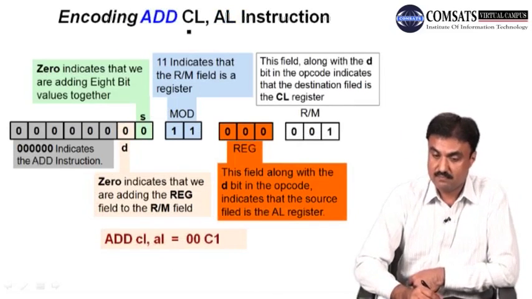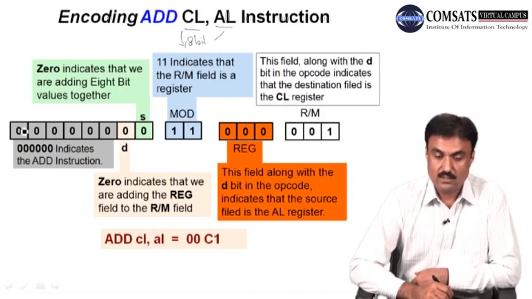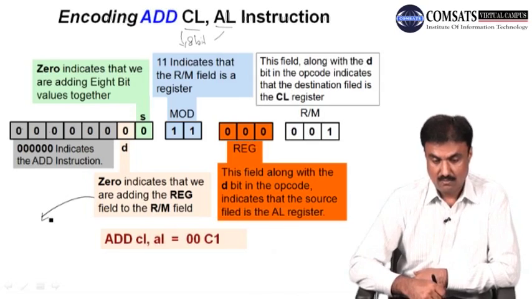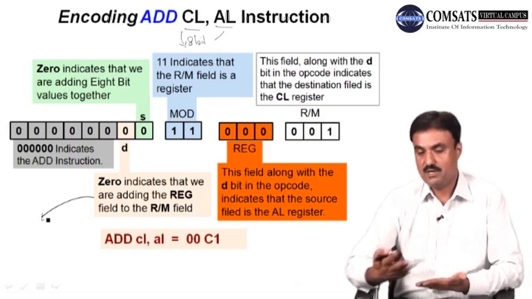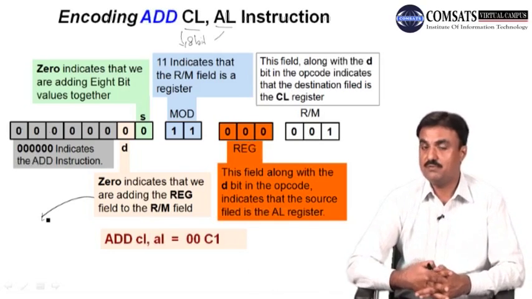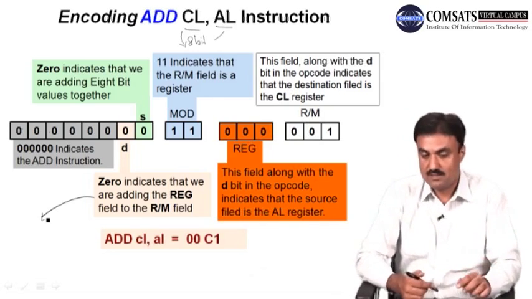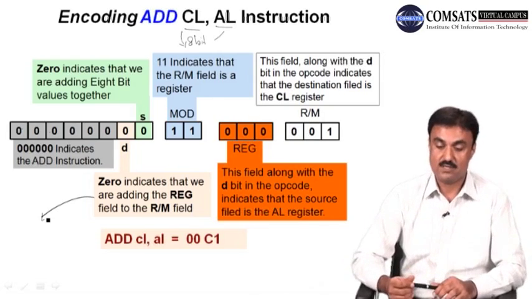So we will start with the basics. CL and AL, these two are 8-bit registers, and both are 8-bit. Now we know that this is 0, 0, 0, 0, and this direction bit is 0, for example. We are not using any memory, neither from memory to register nor register to memory. This is the direction bit which shows from which direction you are using, from register to memory or from memory to register. So in this case we are not using any memory address or memory location.